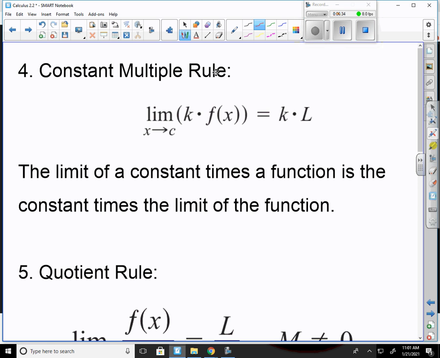Our fourth rule becomes the constant multiple rule. And this says that if I take a function f of x and multiply it by some k, where k is just a number, then the limit of f of x times k will be equal to k times the limit of the function. So the limit of a constant times a function is the constant times the limit of the function.